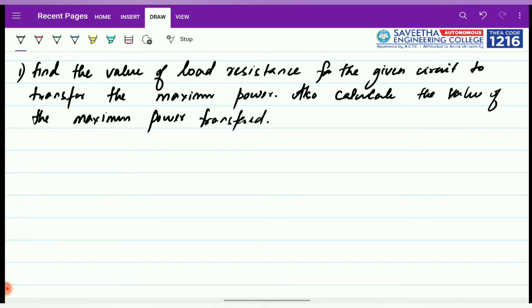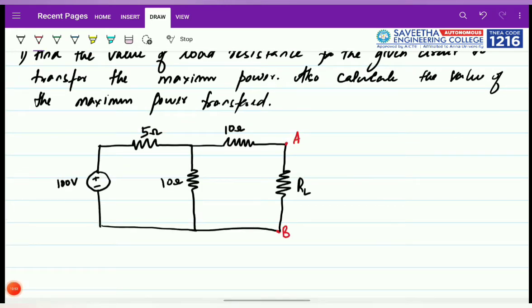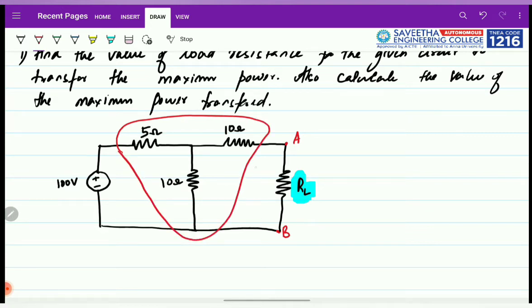Let's take the same circuit diagram we used before. The only difference is we don't know the value of RL. So in this problem we need to find the value of RL for which the maximum power will be transferred. It's very simple. If you are able to find the RTH value for the given network, the equivalent value of this will be the same value of RL. This is the condition for the maximum power to be transferred.